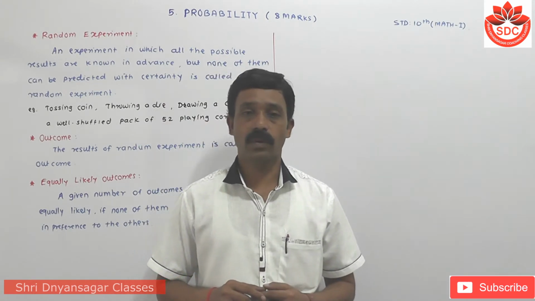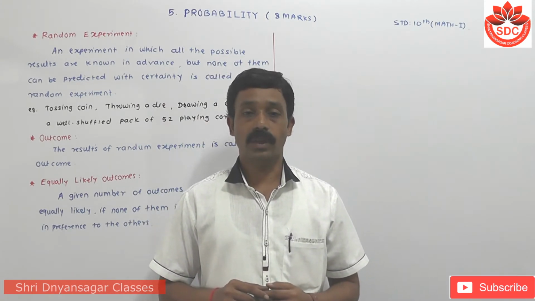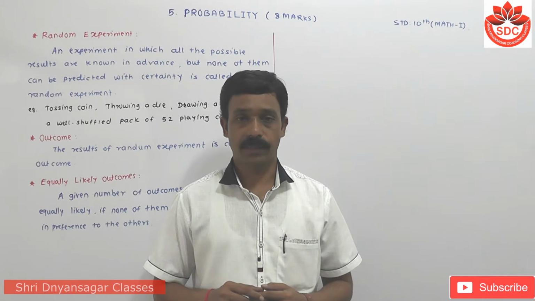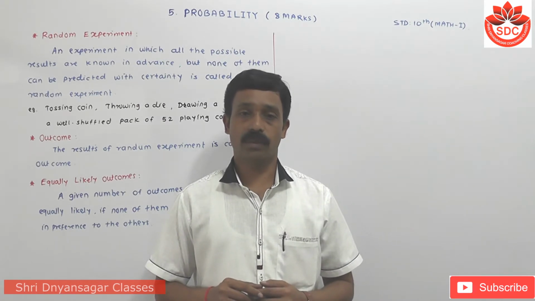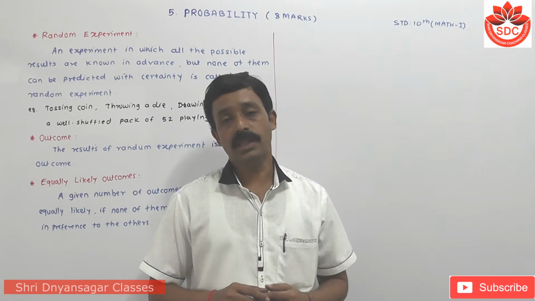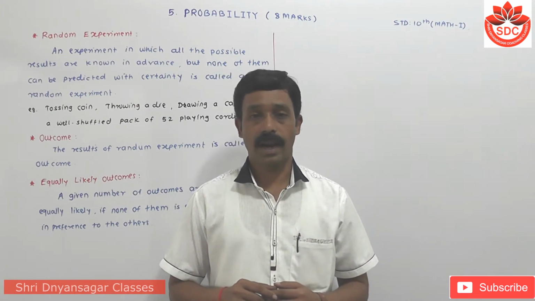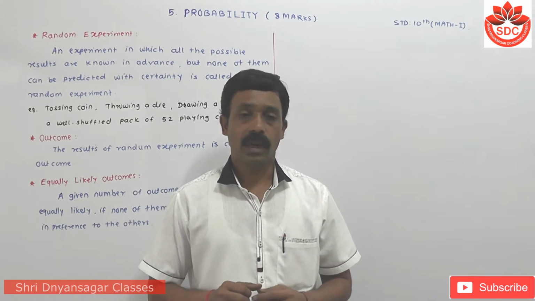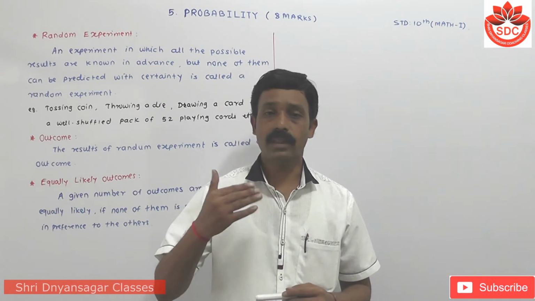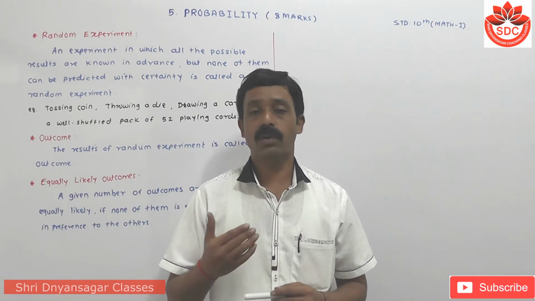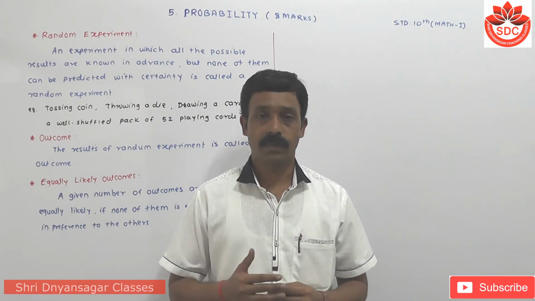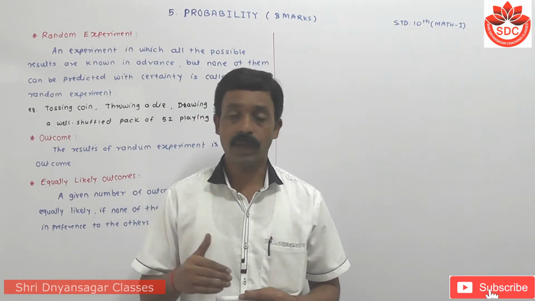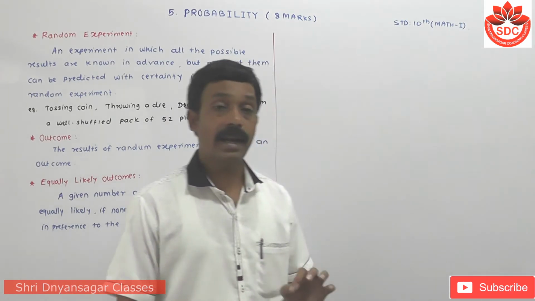Students, today we discuss the next chapter of the Mathematics Part 1, 10th standard. The chapter is probability. All of you are familiar with this probability. In this we have to discuss random experiments, outcomes, then equally likely outcomes. In day-to-day life we use probability. When we are playing cricket or any game, at that time we use this probability. Also in this we have to discuss what is meant by random experiment.